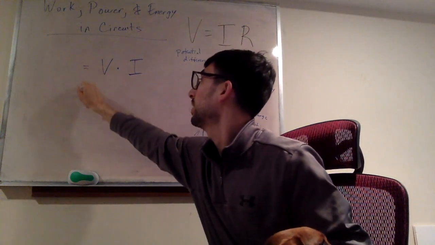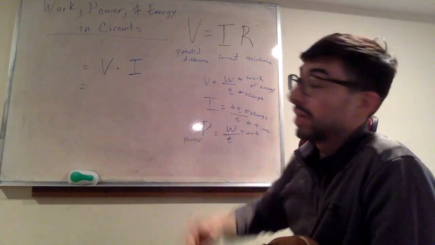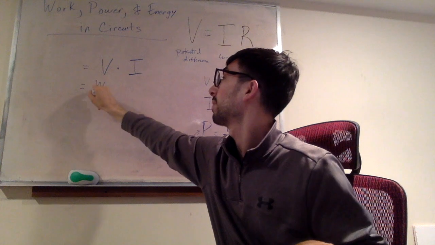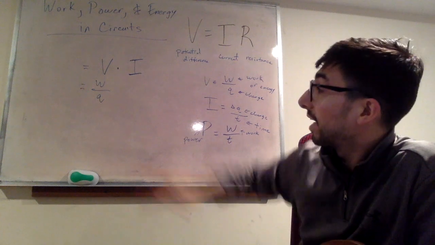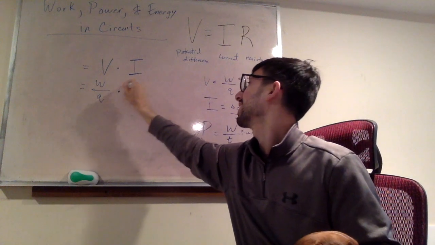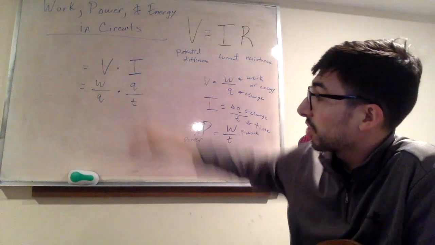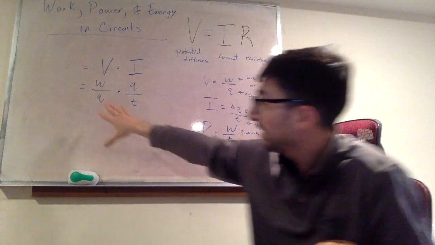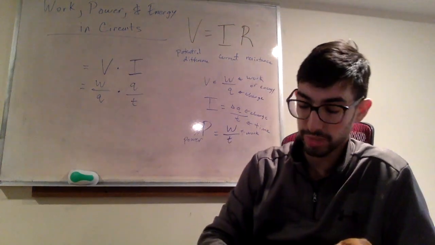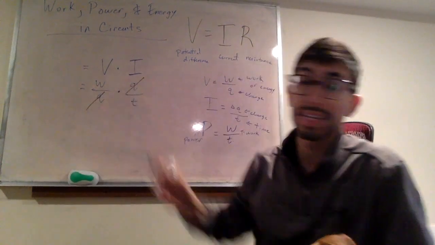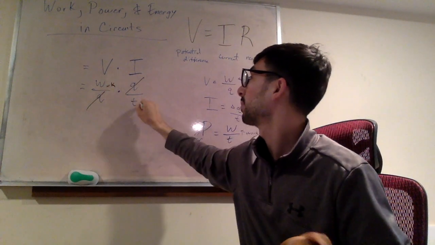Well, we can rewrite voltage here as work over charge. And remember, work, same thing as energy. It's work or energy, both measured in joules. And current is charge per unit time, charge per second. Well, if we multiply these by each other, work per charge per time, let's look at what happens with charge. We notice that charge cancels out, and we get work or energy divided by time.